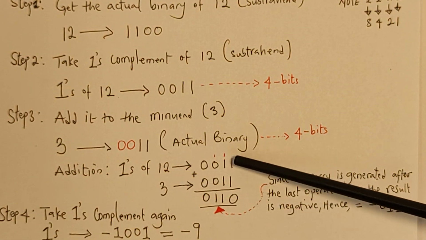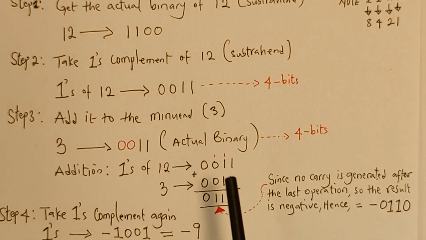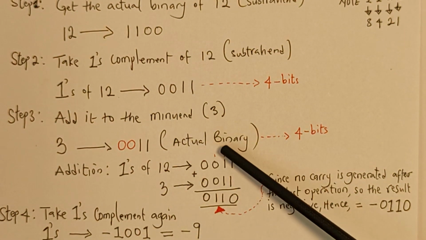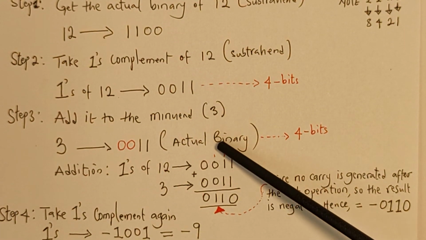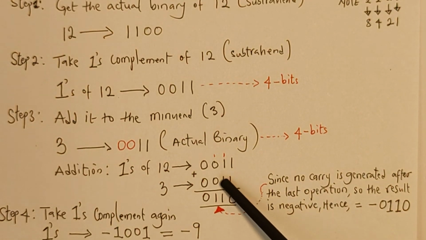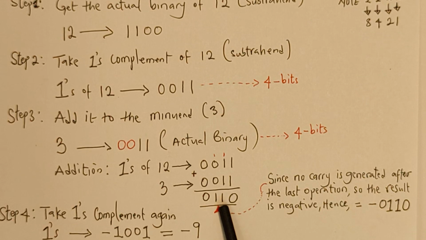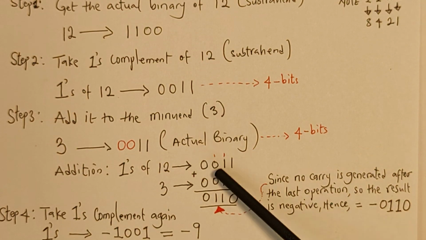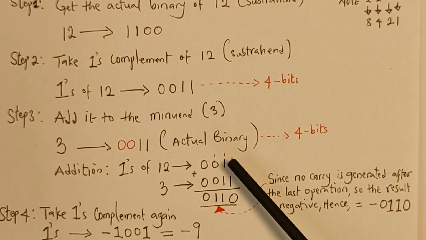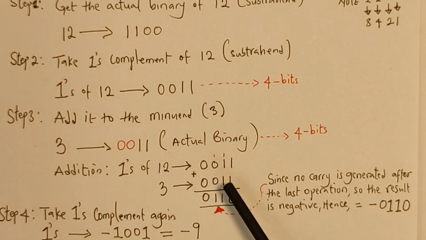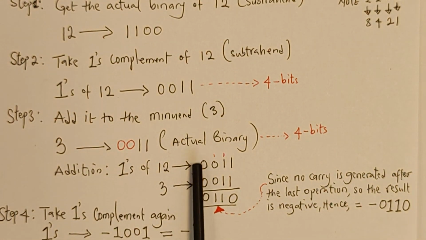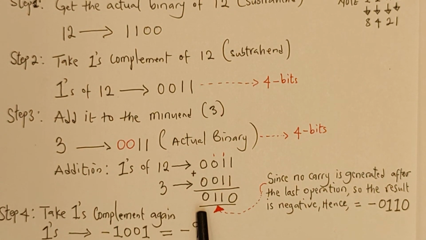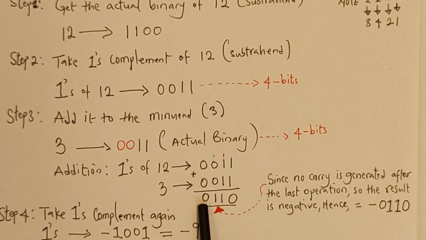Let's add it. 1 plus 1 is 0, carry 1. So a carry is generated at this point, and we put the carry to this part. So we have 1 plus 1 plus 1, which according to the addition rule is 1 with a carry of 1. We bring the carry to the next bit. 1 plus 0 is 1. Now 0 plus 0 is 0. In this last operation, 0 plus 0, no carry is generated. This is what you need to take note of.